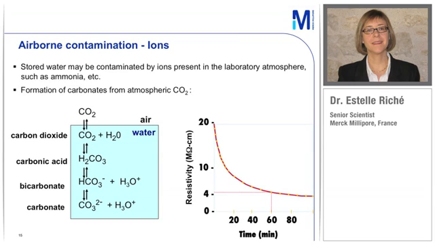So to illustrate the potential for the air of the lab to contaminate your ultra-pure water, you may notice that your water is contaminated with ammonia, which is very present in laboratory air. And another thing that will happen is that CO2 will contaminate high purity water by dissolving into it and generating bicarbonate and carbonate, which will increase the conductivity of the water or decrease its resistivity.